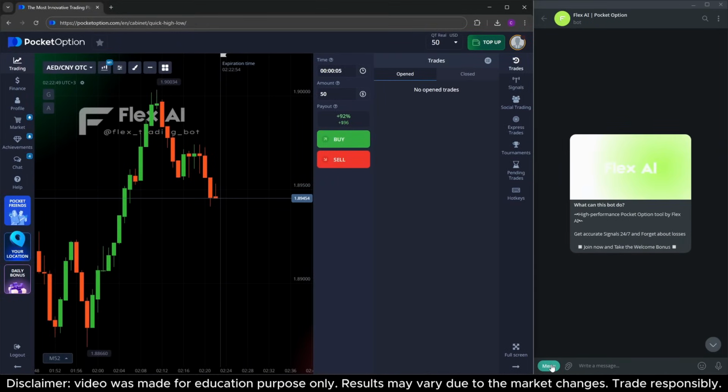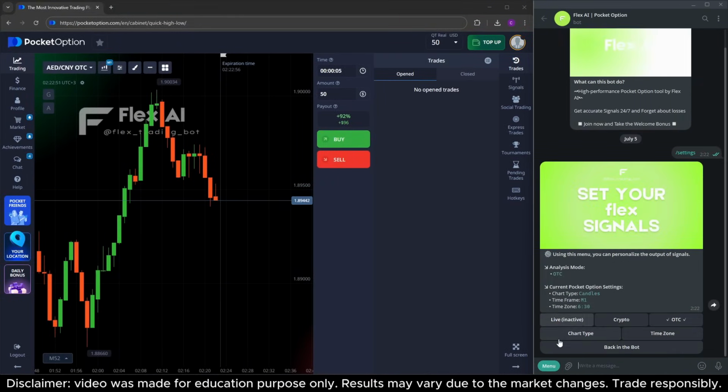This is the newest trading bot for Pocket Option. Unlike the others, Flex AI is not just a piece of code, it's your personal, fully customizable agent that works 24/7.